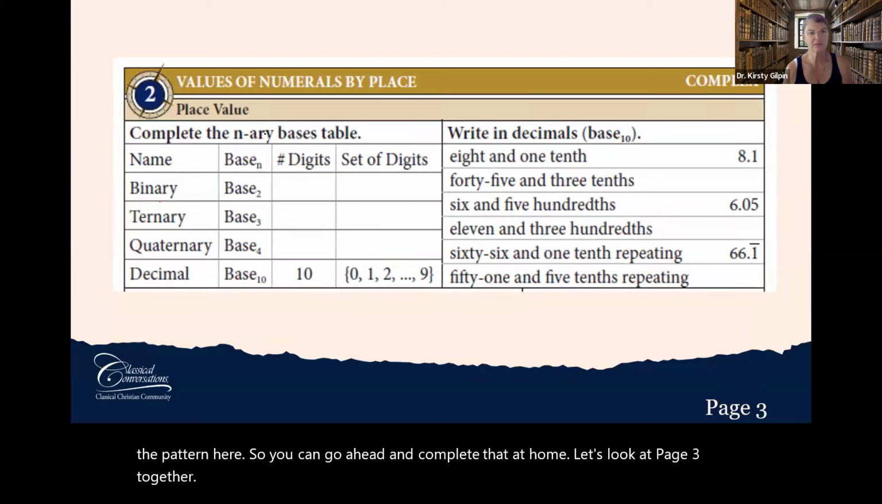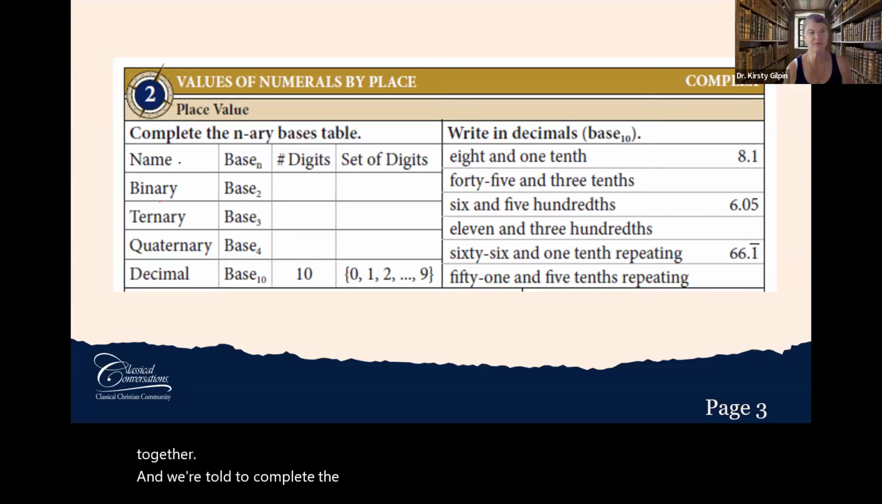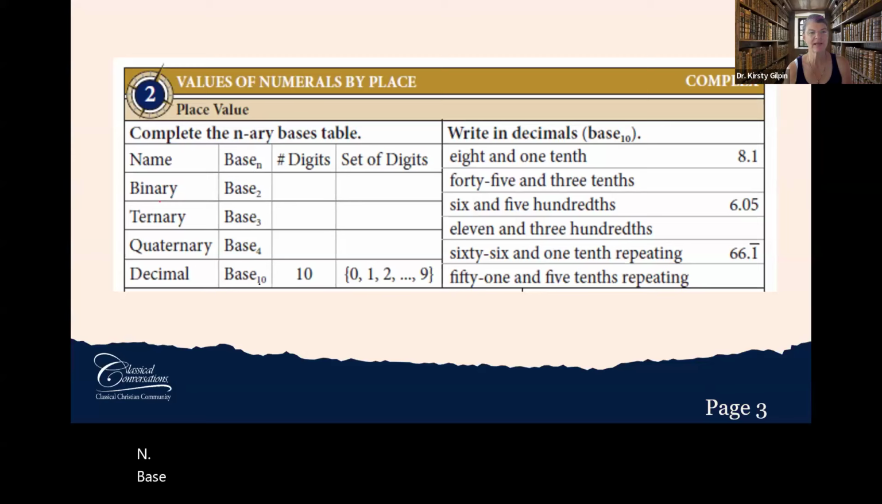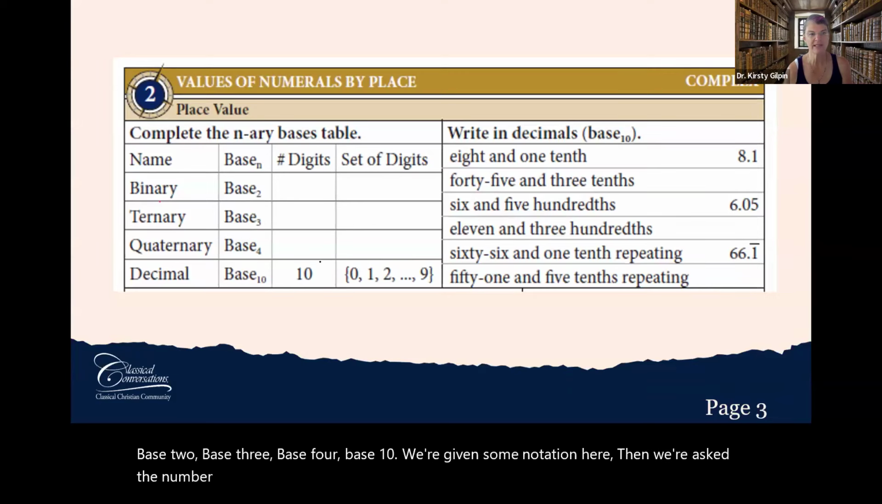We're told to complete the entry basis table. So on the left-hand side, we have the name of our bases. We have binary, ternary, quaternary, and decimal. Then we're told we have base N, base 2, base 3, base 4, base 10. So we're given some notation here. Then we're asked the number of digits. So how many digits? Notice in base 10 we had 10.